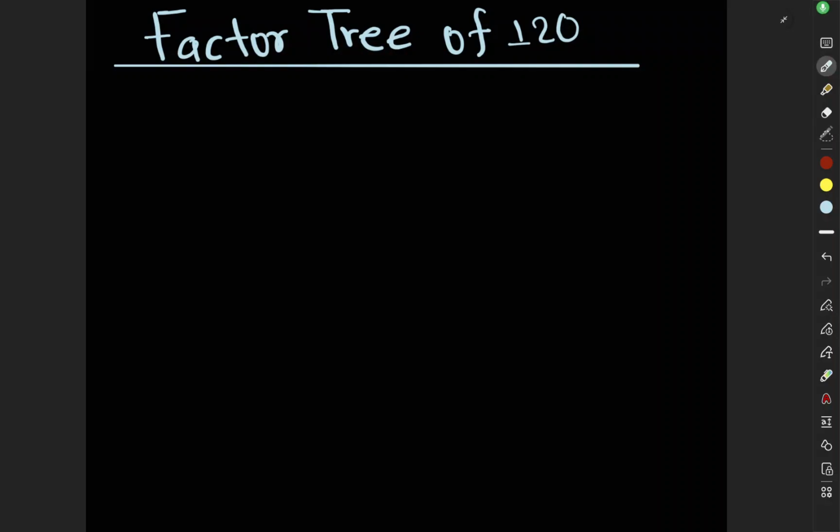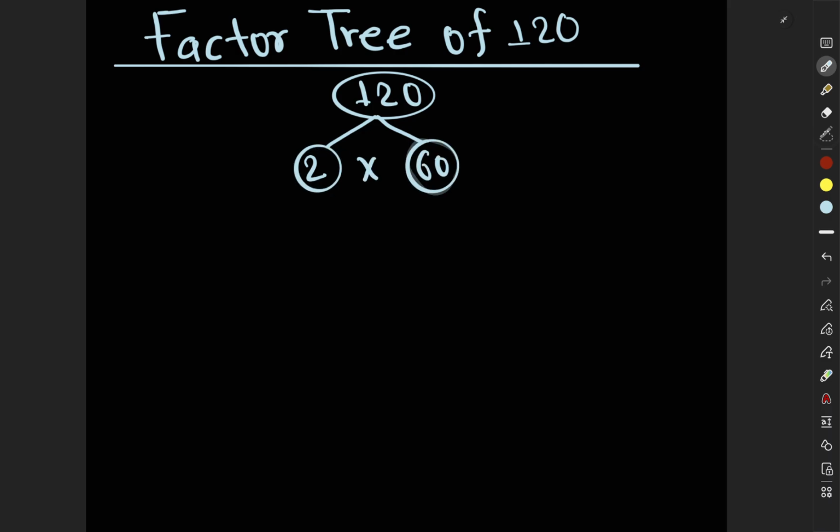Factor tree of 120. So 120 can be written as 2 times 60. 2 times 60 means 120. The 60 can be written as 2 times 30. 2 times 30 means 60.